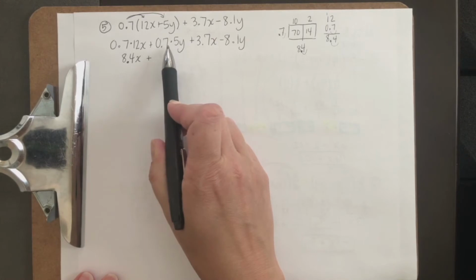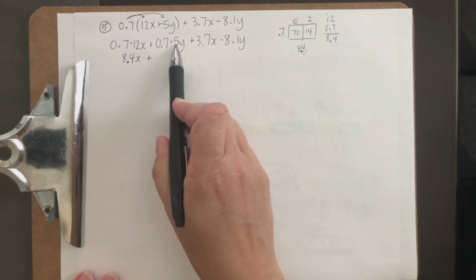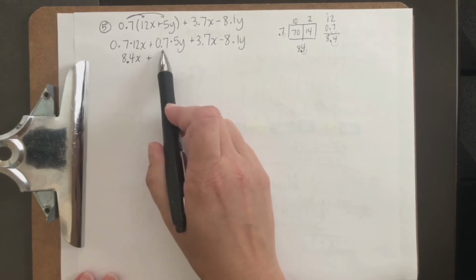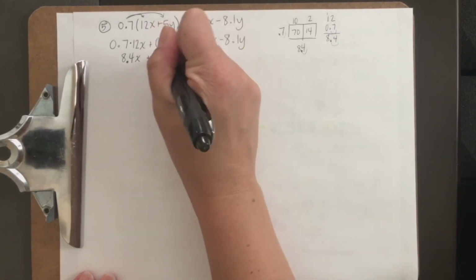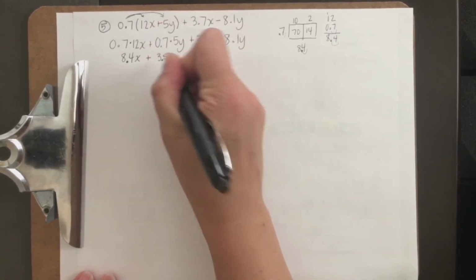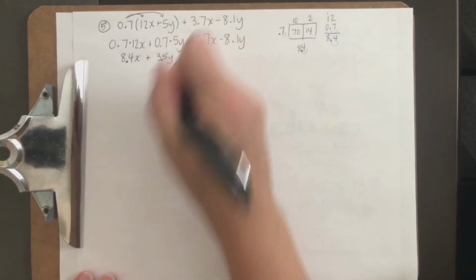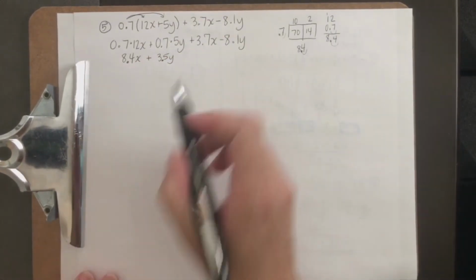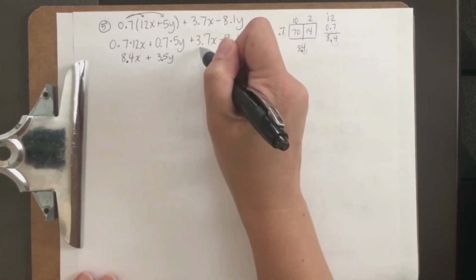If you know your multiplication table, 7 times 5 is, okay, it's 35. Now put a decimal in there. All right, it's 3.5. So 35, put a decimal in there, it's 3.5y. You just did mental math. Okay, let's add these guys.